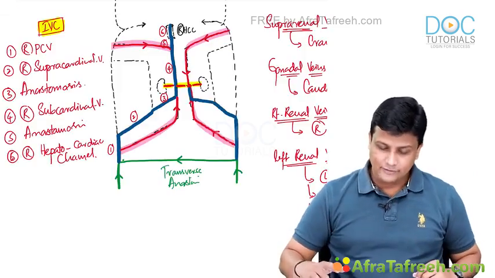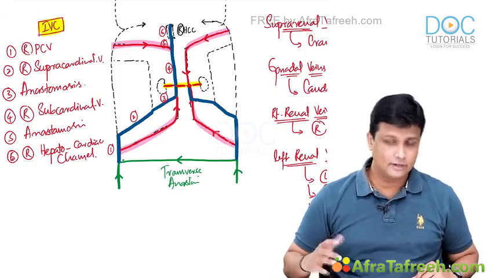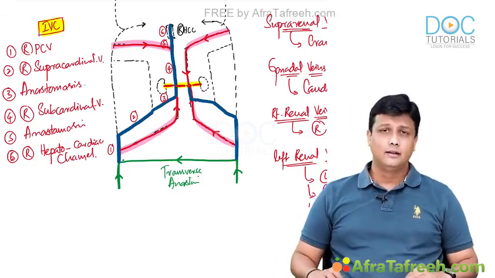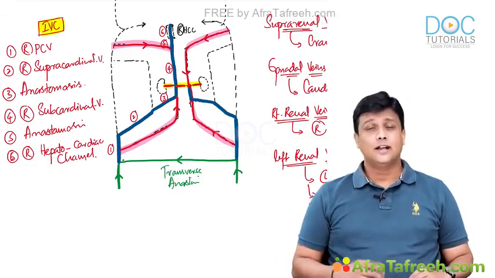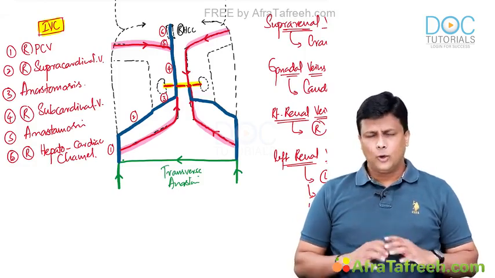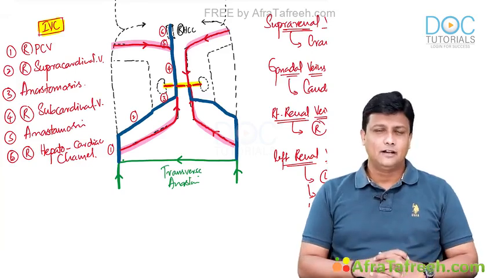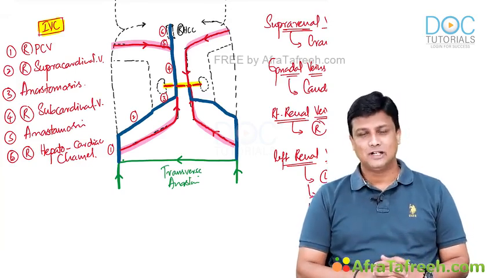So that is about the development of all your veins, that is inferior vena cava, suprarenal, gonadal, and renal veins, and even the superior vena cava. So all those veins' development has been done in a crystal clear and easy manner, guys. That's all. Thank you.